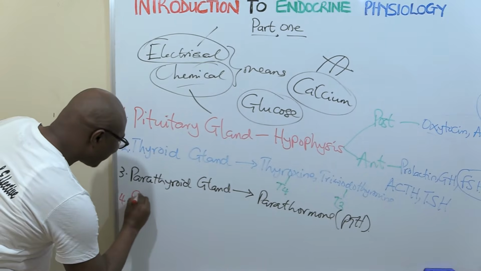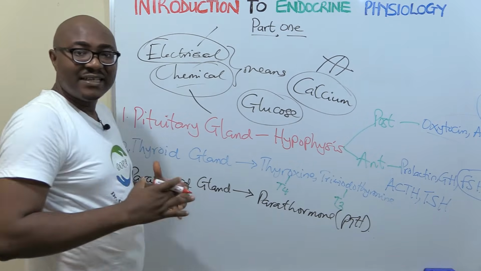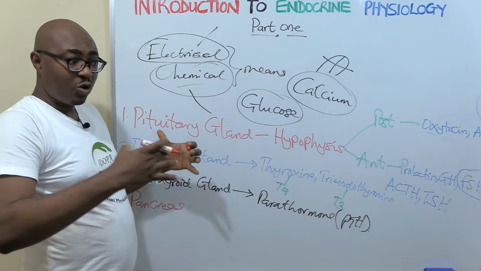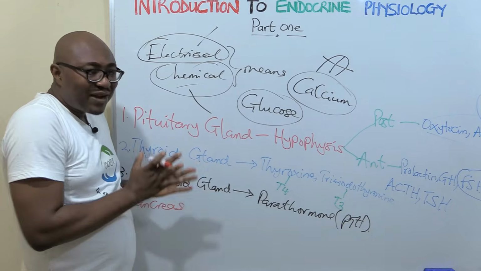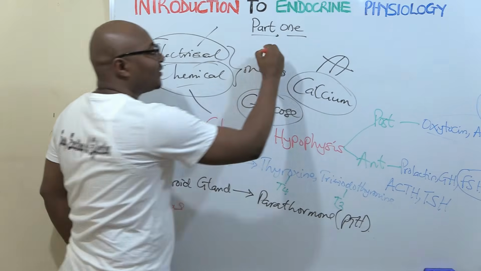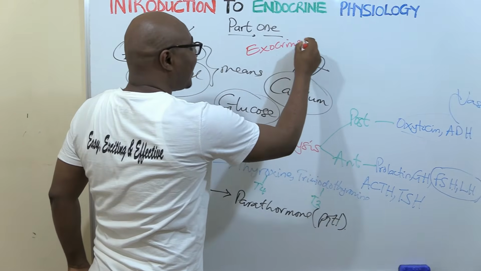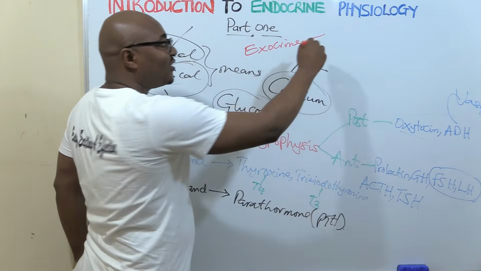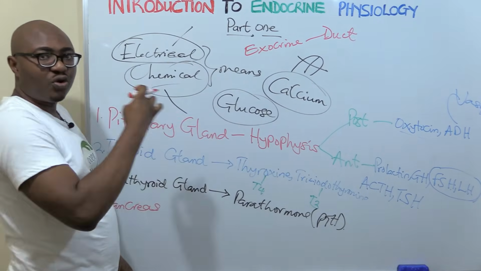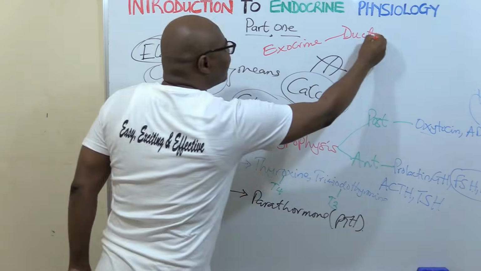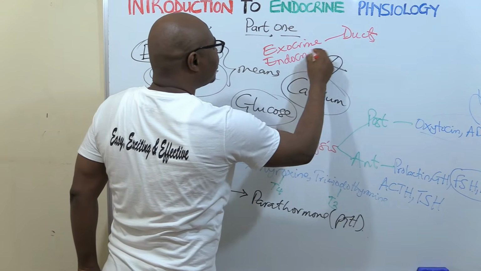You'll be surprised, the pancreas has to do with the GIT, but that part is called the exocrine part of the pancreas. It's a gland. So this exocrine part secretes its substances through ducts. Okay, but endocrine is ductless, secretes directly into the blood.